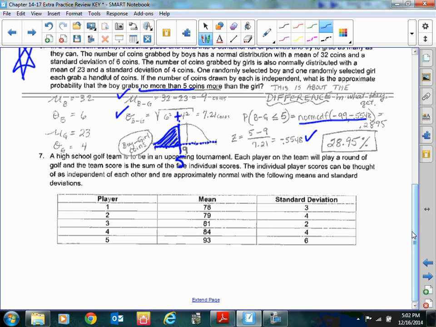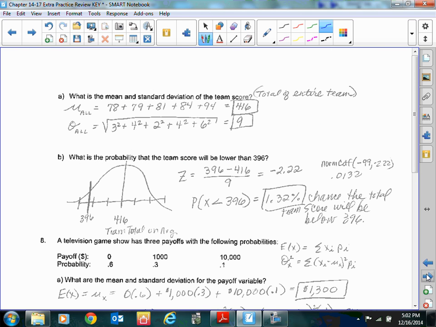All right, now number 7. Number 7 is interesting. You can just add together all of those means, but the standard deviations, once again, cannot just straight up add. You have to do the Pythagorean theorem. So you're doing 3 squared plus 4 squared plus 2 squared plus 4 squared plus 6 squared, and then the square root of that to get the combined standard deviation of the entire team as 9.